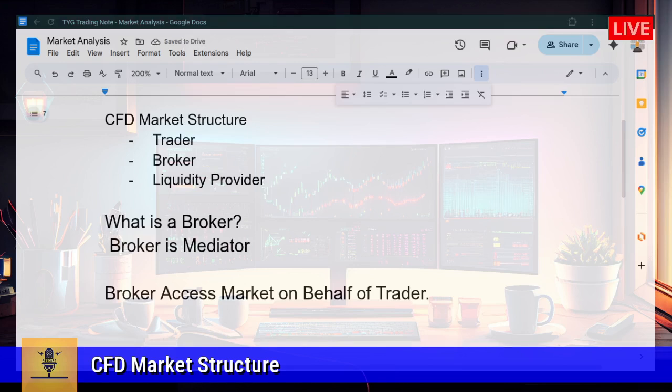Broker will access the market on behalf of us. Since the CFD market is very complex, broker will help us to administer every transaction. We don't talk about the market first, only focus on what the broker does when we open and close our positions. It is between broker and trader under normal or proper operation.